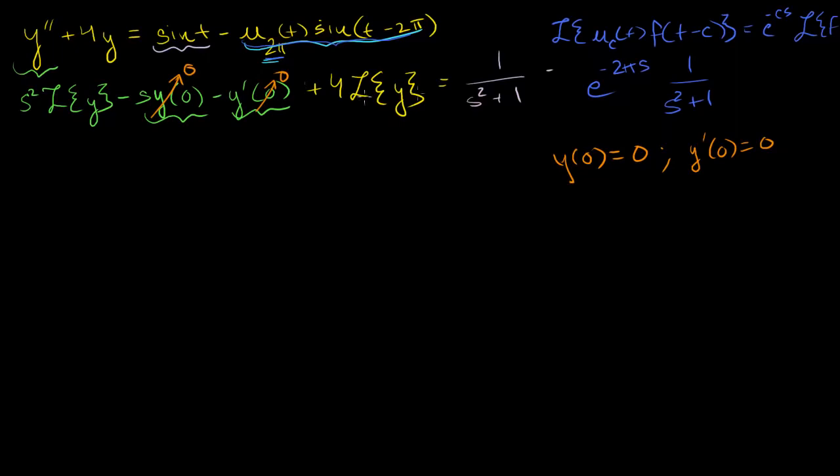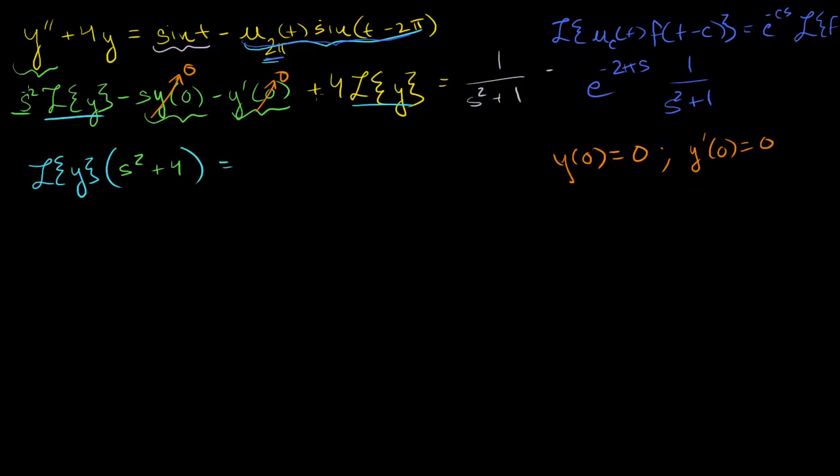So the left-hand side, let's factor out the Laplace transform. So let's factor out this term and that term. So we get the Laplace transform of y times this plus this times s squared plus 4 is equal to the right-hand side.